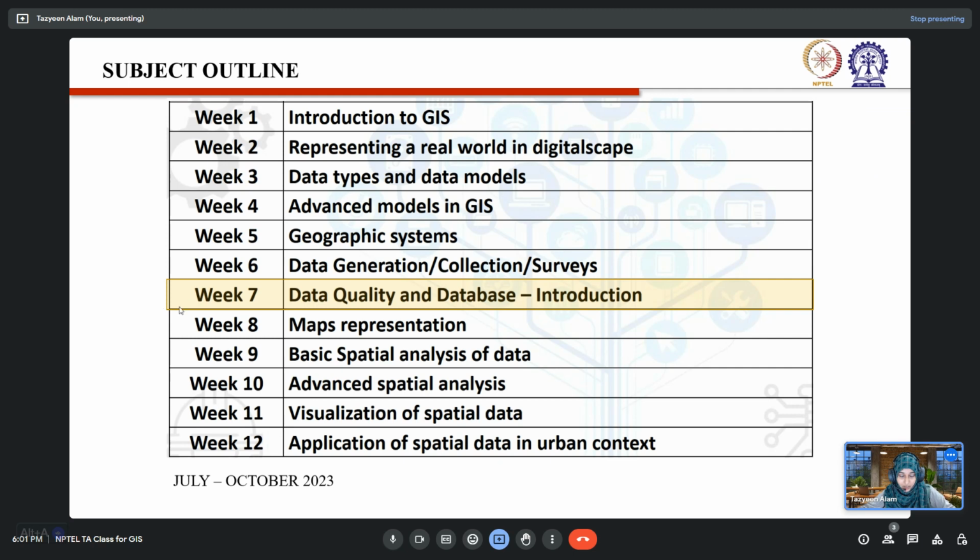So this is where we are in today's session, that is week 7. We are talking about the quality of data and database, and we are trying to introduce to you data models in more detail, and how certain basic parameters of data models are relevant, and you're going to use them while you are preparing your data models.